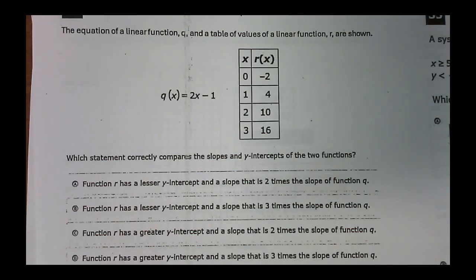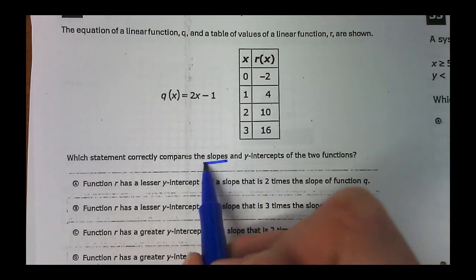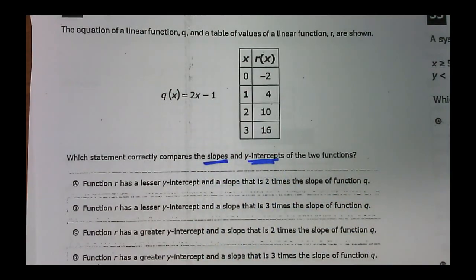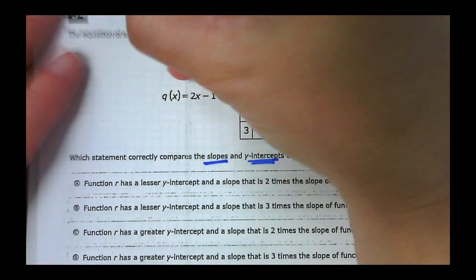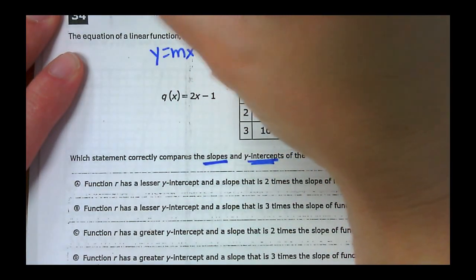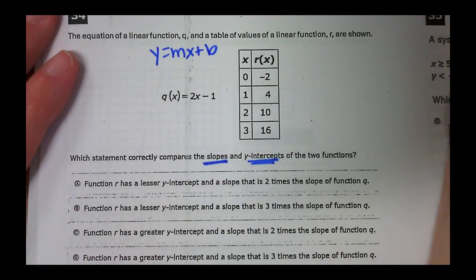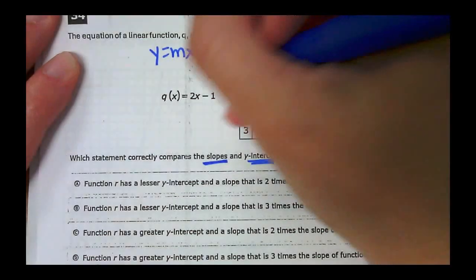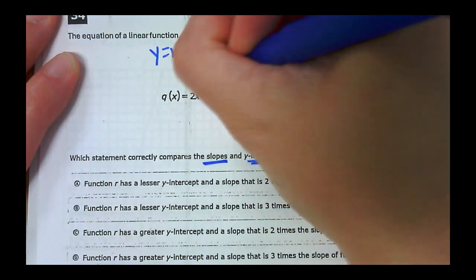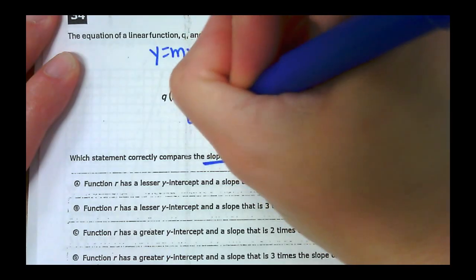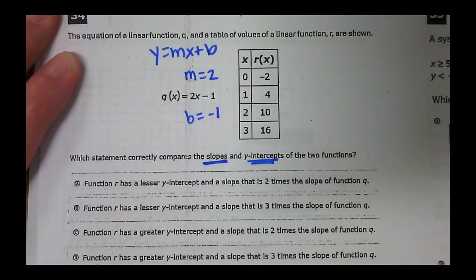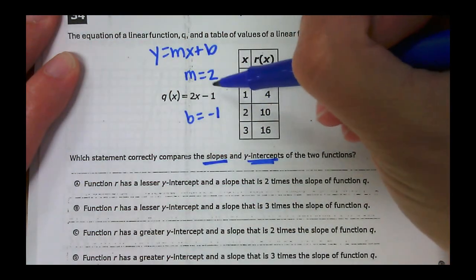Okay. This question is asking us to compare the slopes and the y-intercepts of the two functions. This is, I don't even know how many questions we've done on slope-intercept form, but it keeps coming up. It is super important. Okay, so think about slope-intercept form. In this problem, our slope is 2, our y-intercept is negative 1. Okay, remember your y-intercept is the b part.